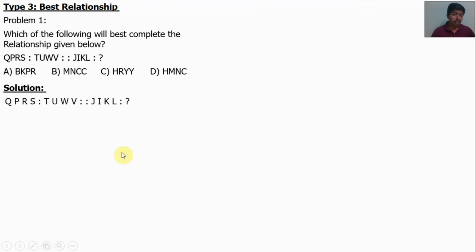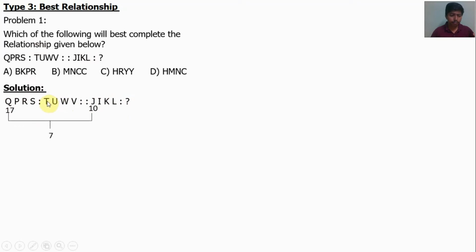Okay. So compare the first character with the third character. Here the first letter Q, position is 17. Third character J, the position of J is 10. The difference is 7. The same difference should be in characters 2 and 4.